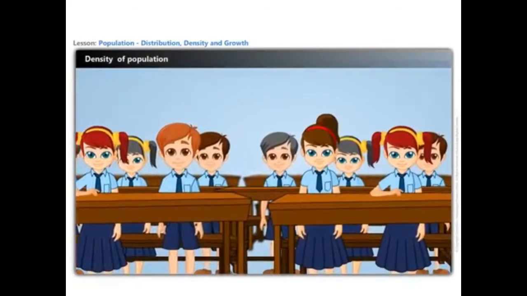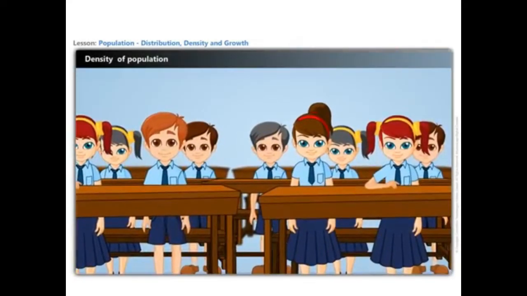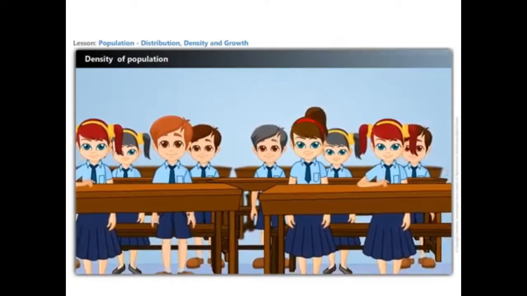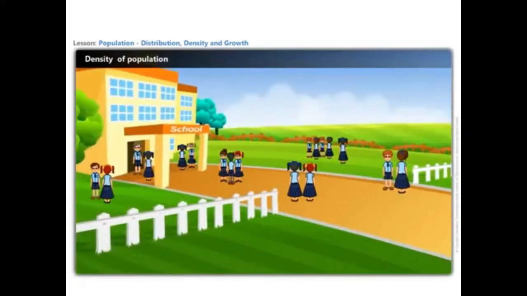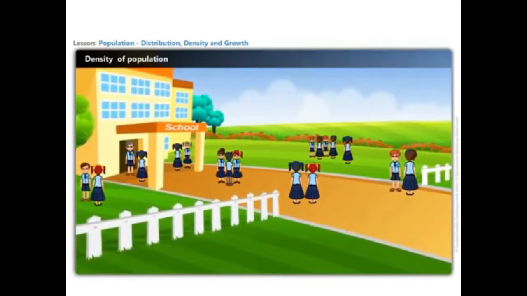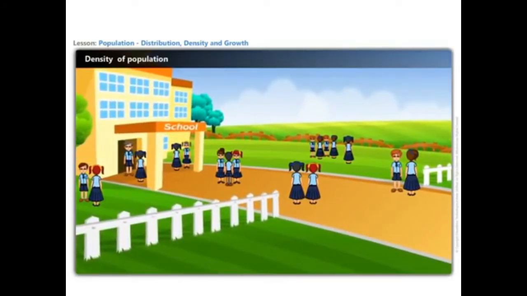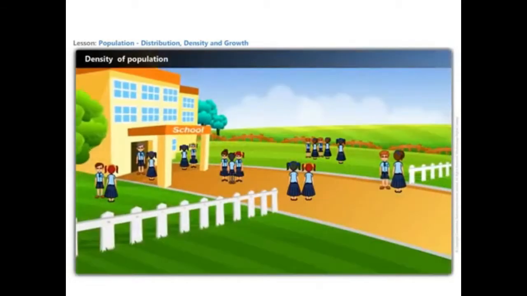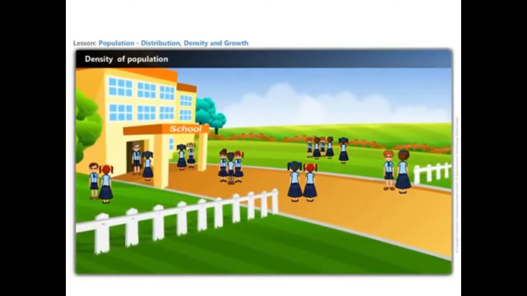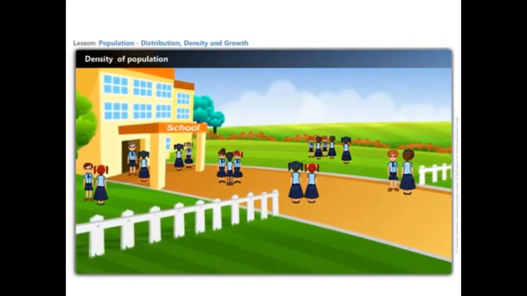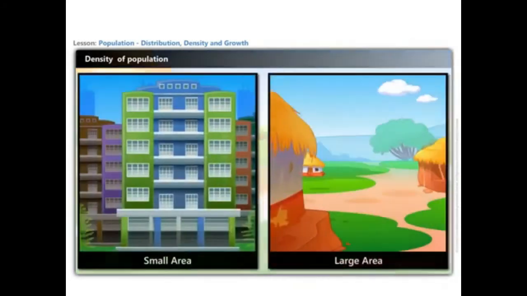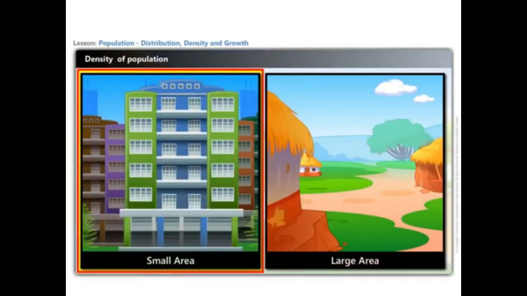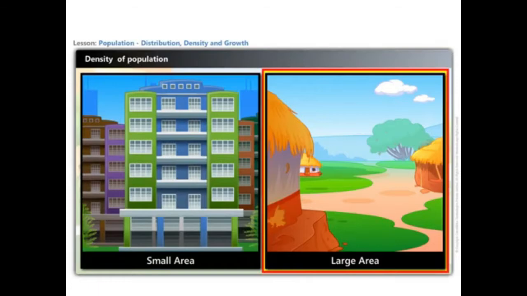When 24 students are present inside the classroom, it looks very crowded. But when 24 students go into the big playground, they look pretty small. Why do they look small? In the large area of the playground, 24 students get scattered and look small. Similarly, if more people live in a smaller area, they look crowded, and if the same number of people live in a large area, they look scattered.